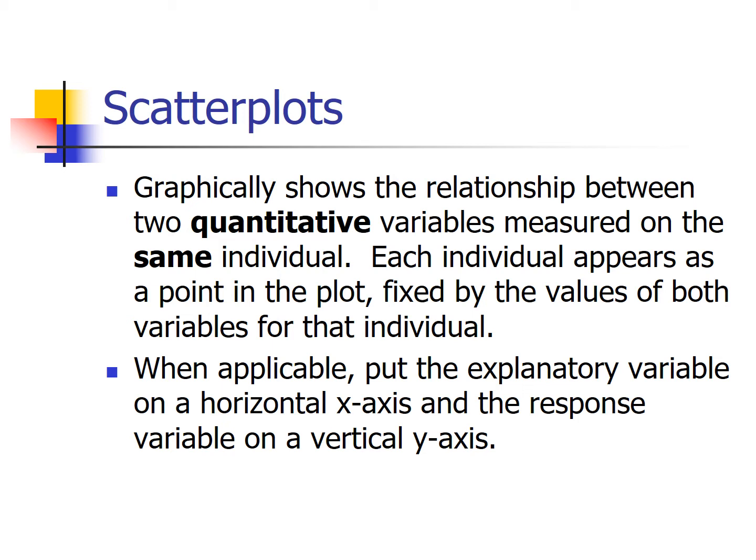For now, the appropriate plot when you have two variables is called a scatter plot. A scatter plot graphically shows the relationship between two quantitative variables. They both have to be quantitative, and they're also measured on the same individual. This is just like plotting points in your algebra class. Each individual appears as a point in the xy coordinate plane. Generally, the explanatory variable is on the x-axis, and the response variable is on the y-axis.